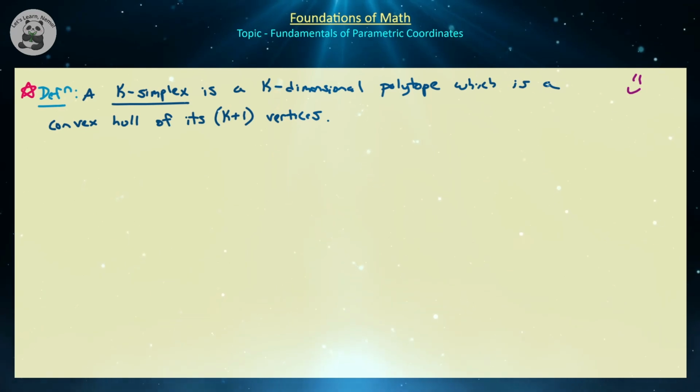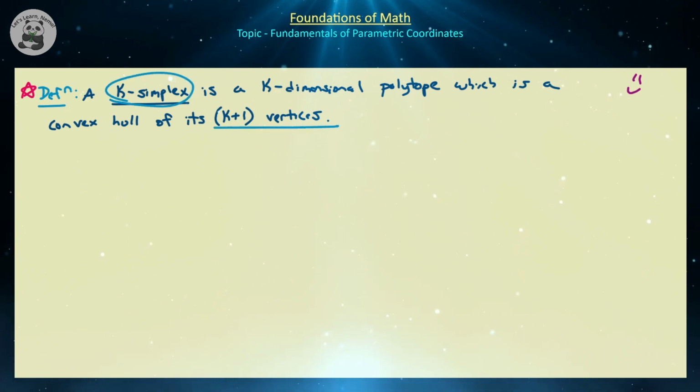So, just a couple of basic definitions to get us underway for this. A k-simplex is going to be a k-dimensional polytope, which is just a convex hull of its k plus 1 vertices, right? So a k-simplex has k plus 1 vertices. That's the first thing to keep in the back of your mind. Also, it is going to be a convex hull of its k plus 1 vertices. So maybe you're not familiar with this word convex, so let me just give you a couple examples.